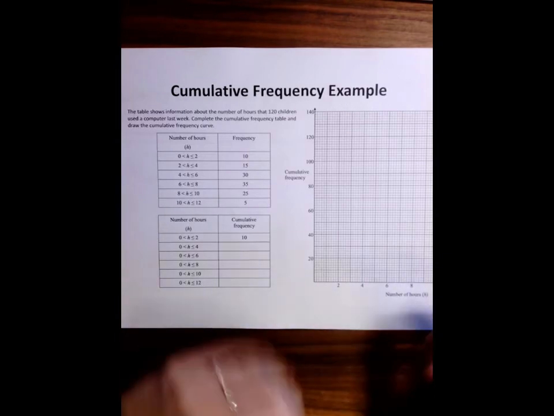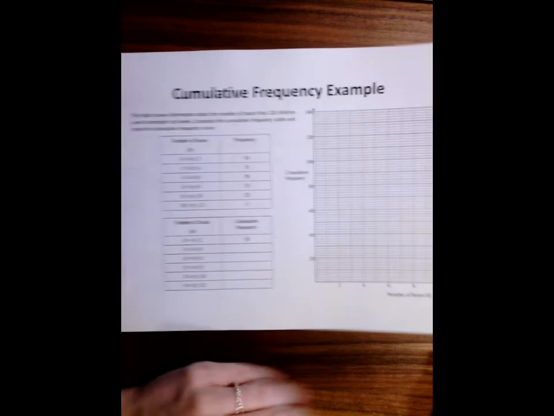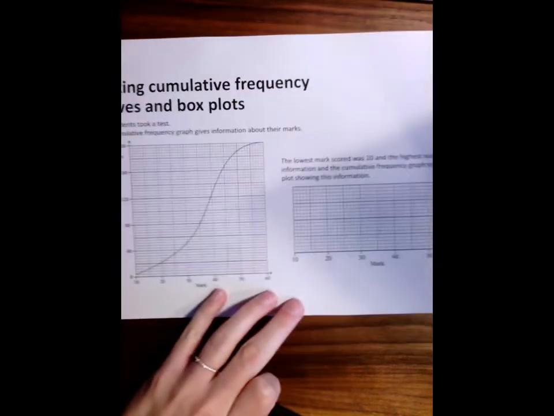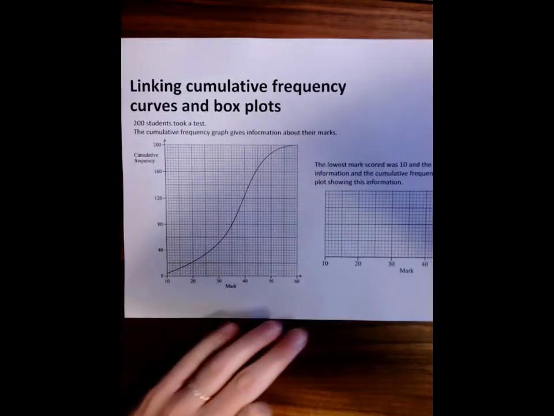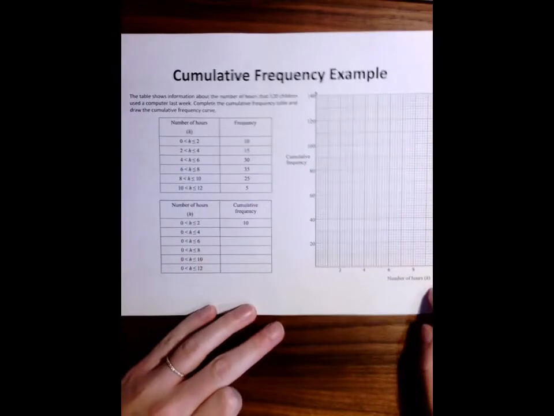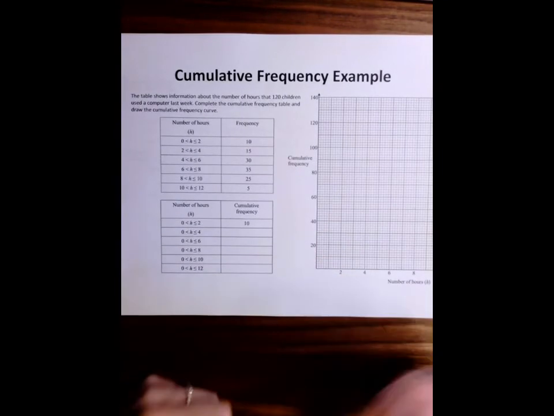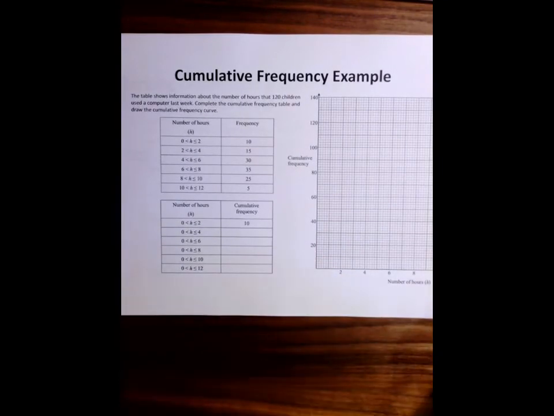You should have two sheets for this to do the examples with me. So here's the first one, and the second one is here with space for a box plot. If you're not able to print them, what you can do is pause the video and sketch out the axes and the tables, so then you can fill them in with us as I do it.